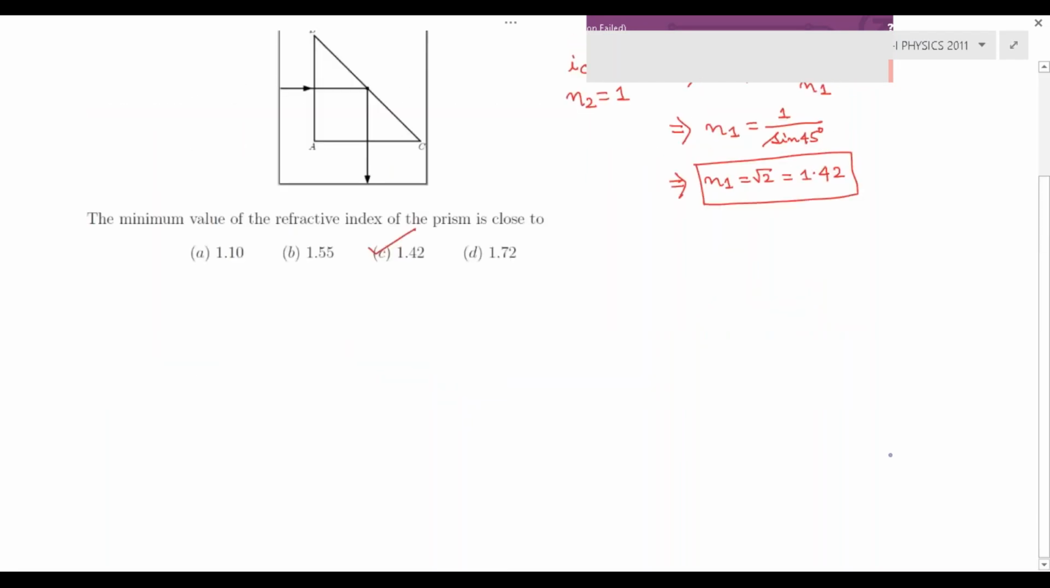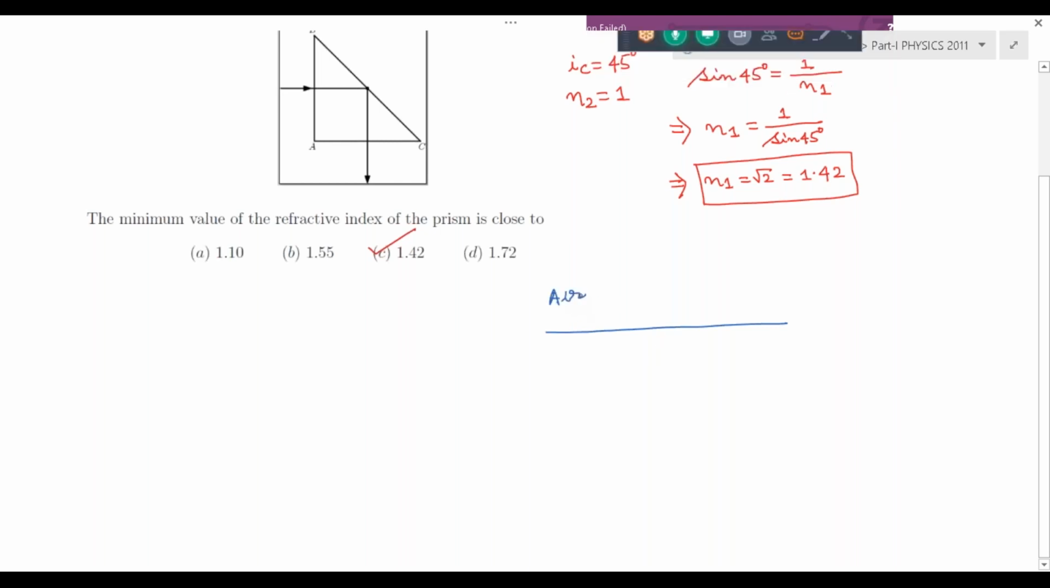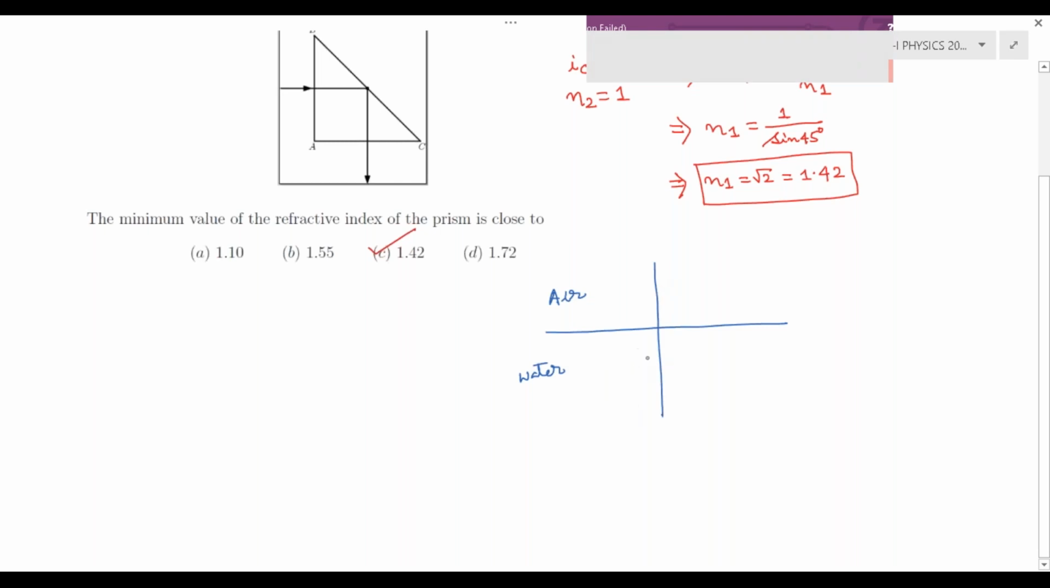Think about this: below is the denser medium, and above is the lighter medium. Suppose we consider this as air, and this as water. Then water is the denser medium. You consider this as the normal. Suppose an incident ray goes like this, it will be refracted like this, isn't it? That is the way it happens. Then again you give an incident ray, so it will be refracted like this.